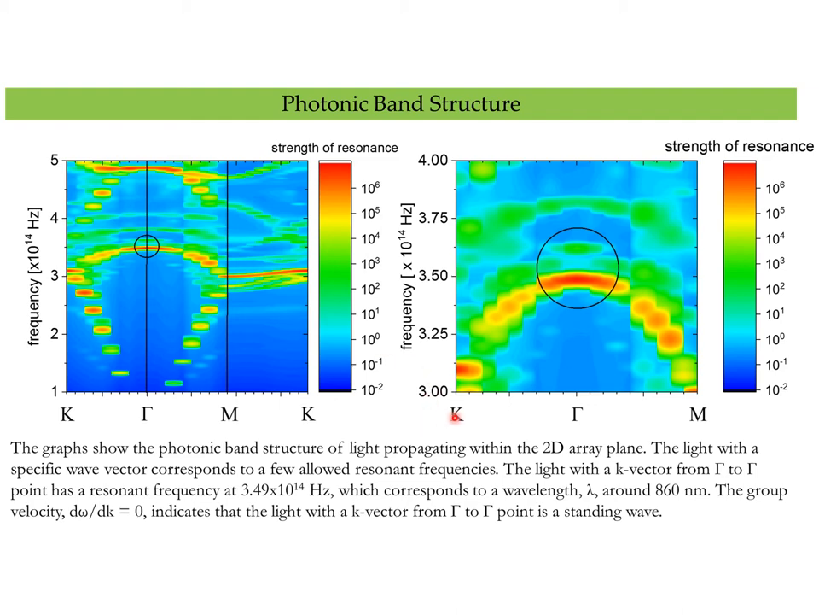At a special point, gamma, the group velocity is zero due to the flat band. This indicates that the light with a k vector from gamma to gamma point is a standing wave. The standing wave has a resonant frequency at around 860 nanometers. Here's another higher resonant frequency, which is related to our measurement with a pulse laser.